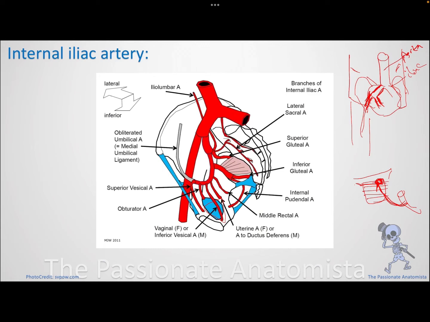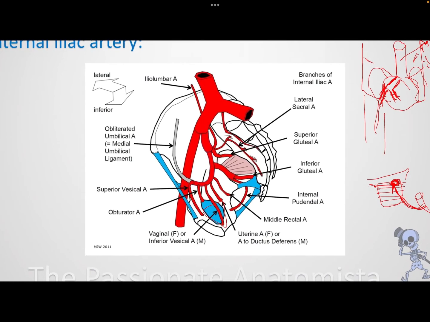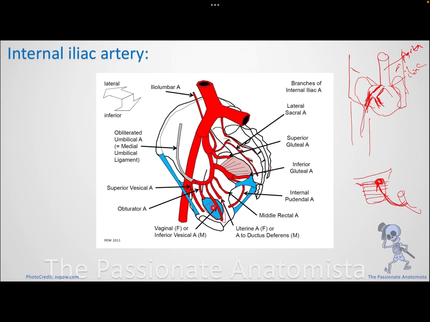I'm going to show you more pictures. Forget about this drawing, I feel it's a bit confusing here, but it's very easy to identify. And that's going to be the last artery we have from the internal iliac.